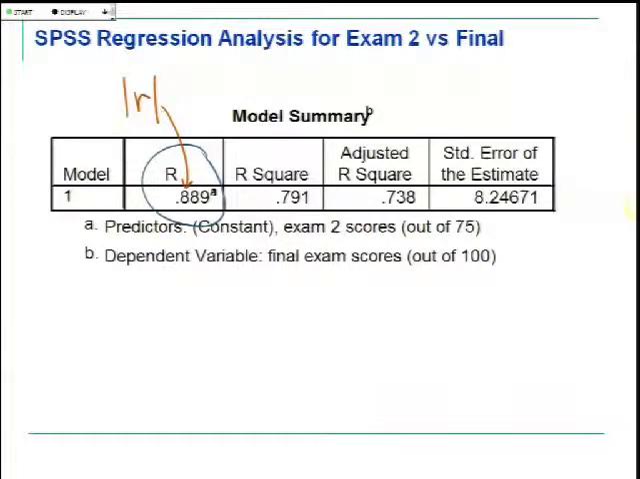When you don't have many x's in the model, this does become your single little r, but only as an absolute value, because capital R for multiple regression can only be positive. So we have to remember that you might have to put a sign in front of it if your slope was negative. Then you might have to say it's negative 0.889, but ours is positive here. You also have the R squared. So right there you have that 79% of the variability in the final exams can be accounted for by those scores on exam 2 and that linear relationship.